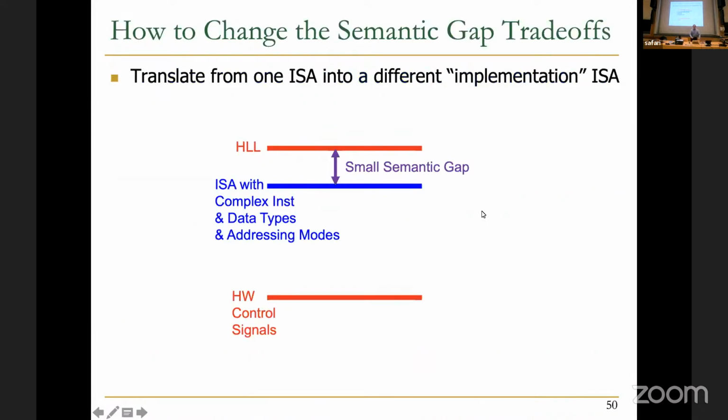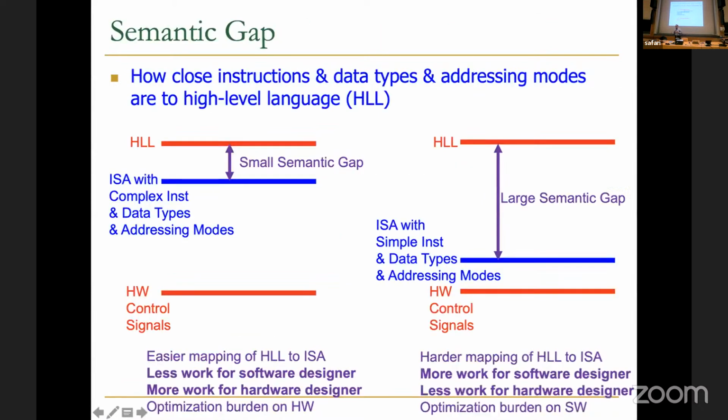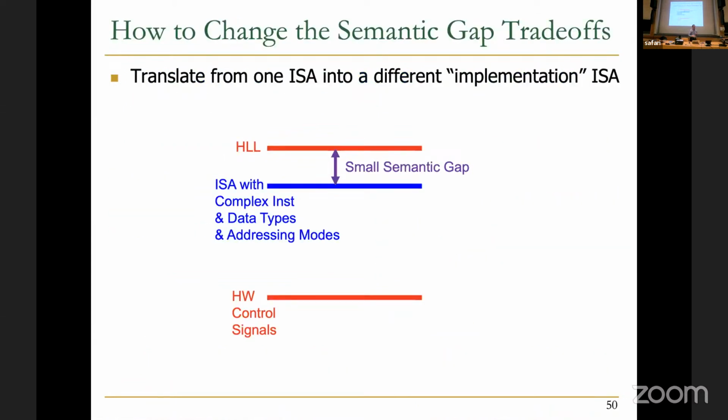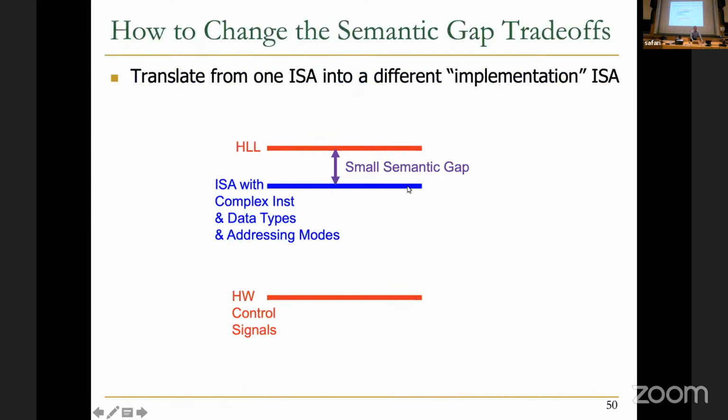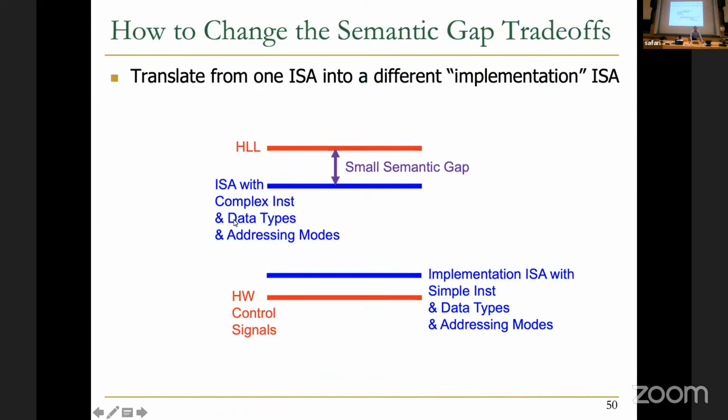Now, let me actually introduce something, an injection that actually changes the trade-offs. You can actually translate from one ISA to another implementation ISA that could be invisible to the programmer. So this is what we're assuming is visible to the programmer, right? That's the hardware-software interface. It could be very complex. You can say, oh, I'm going to translate this to some other code internally.